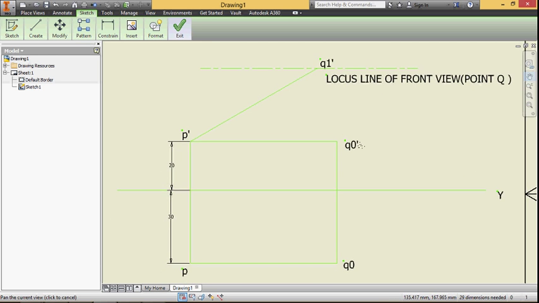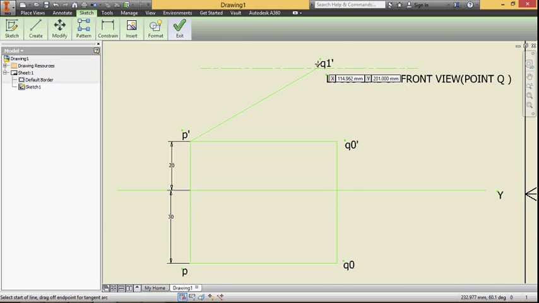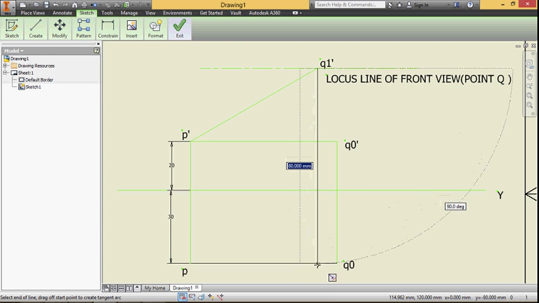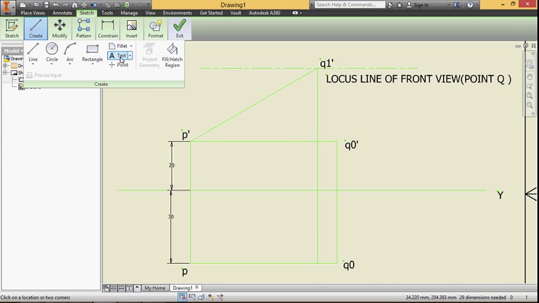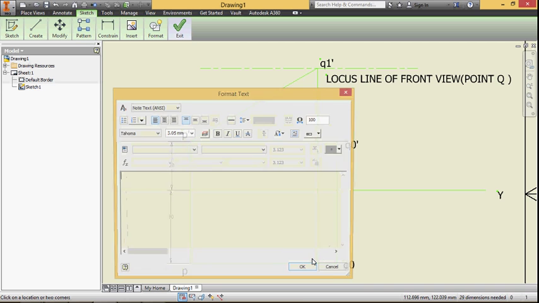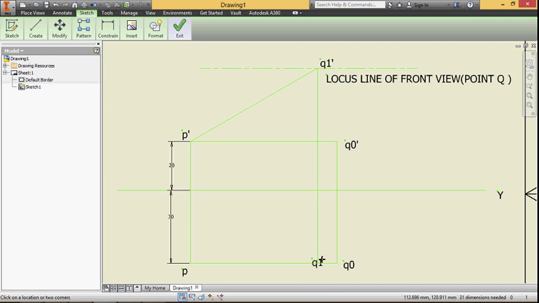Once you get point Q1 dash, project this Q1 dash to PQ0, and that point is represented by Q1. So this is represented by Q1.